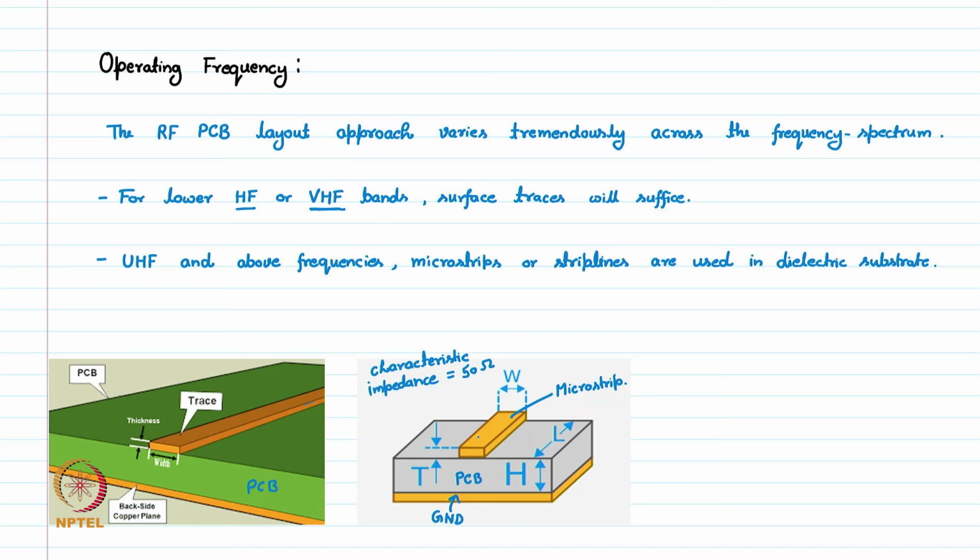So we design it in a way that characteristic impedance is always 50 ohm and the termination at the far end is also 50 ohm standard termination. However, if the frequencies are very high, then we sometimes use the waveguides.